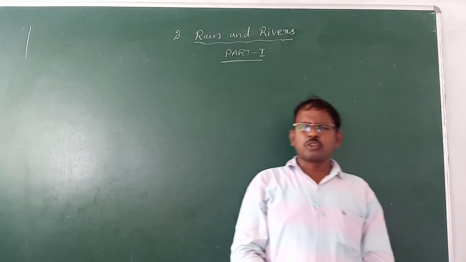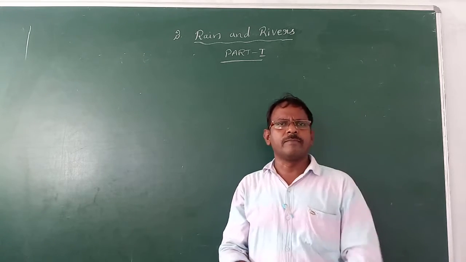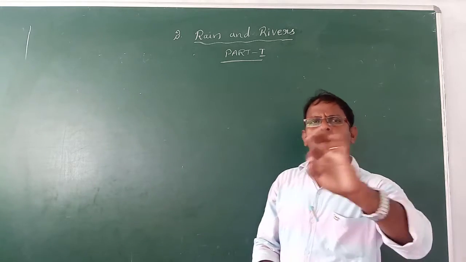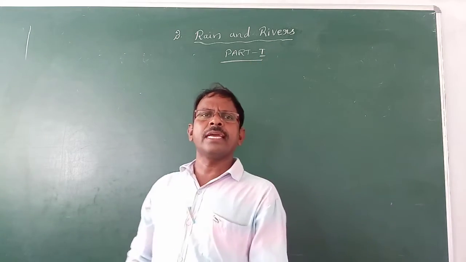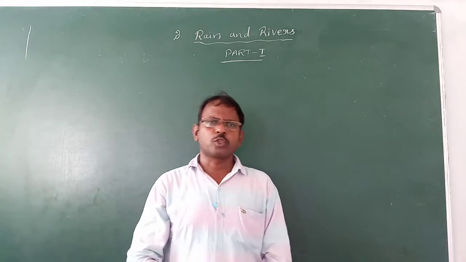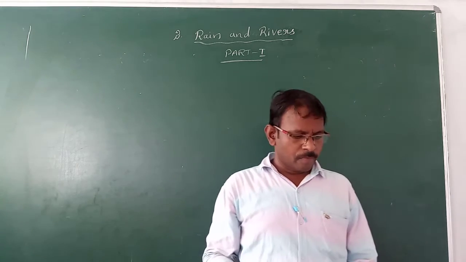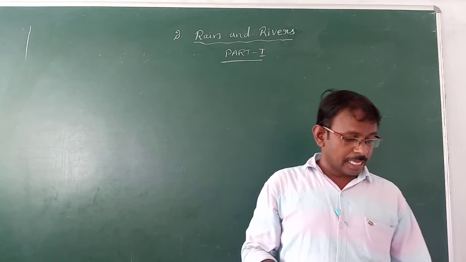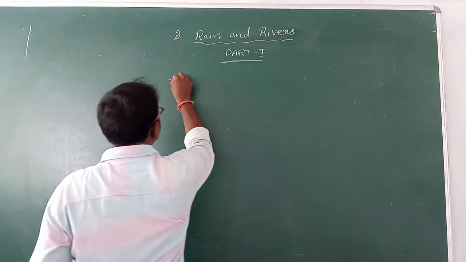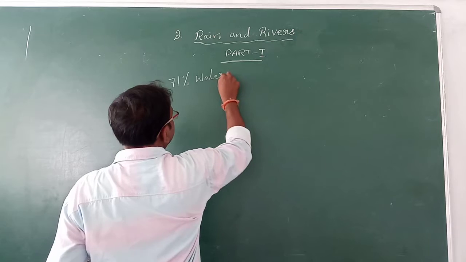Actually, the whole world depends very crucially on water. Without water, there is no life on the earth. Water is a compulsorily required thing. The whole world depends on that water. On the earth, 71% water is there. How much water is there? 71% water is there on the earth.